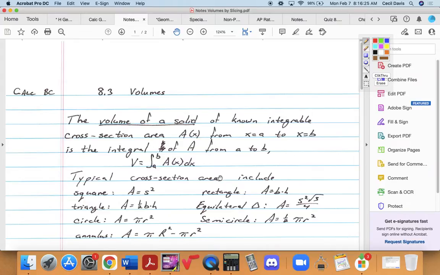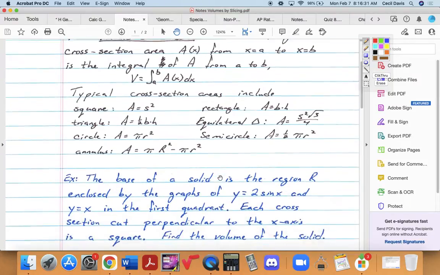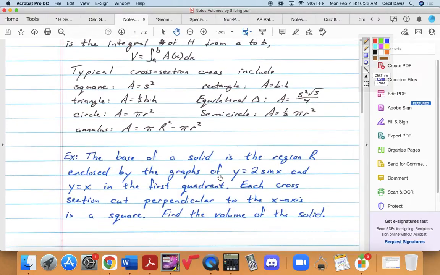Okay? There are all kinds of cross sections that you can have. Here are some of the more common ones. Most of these you know the formulas for and have for some time. Area of a square is side squared. Area of a rectangle is base times height. Area of a triangle is half base times height.